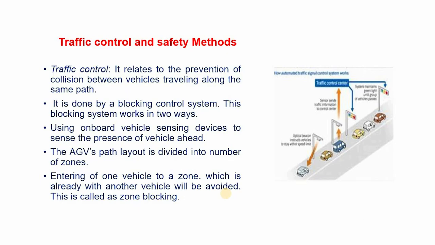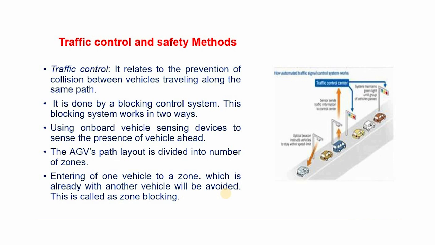Traffic control and safety methods. Traffic control relates to the prevention of collision between vehicles traveling along the same path. If different automated guided vehicles are moving in the same path, it helps to prevent collision between the vehicles. It is done by a blocking control system. It helps to avoid the collision between the vehicles.